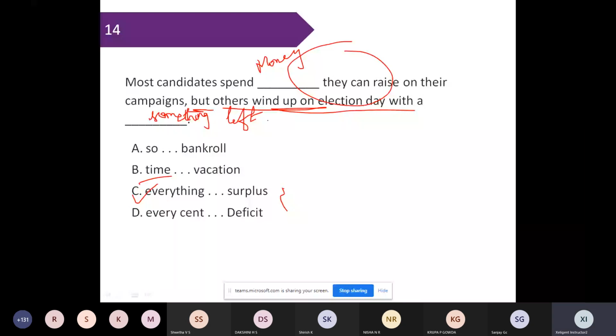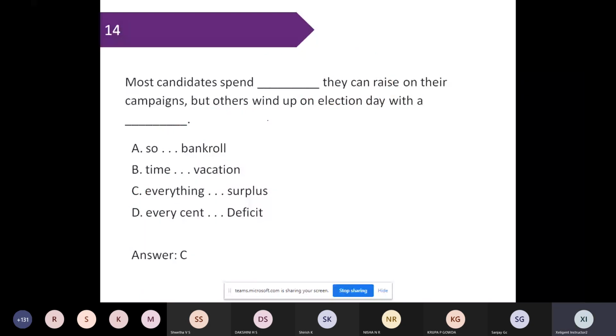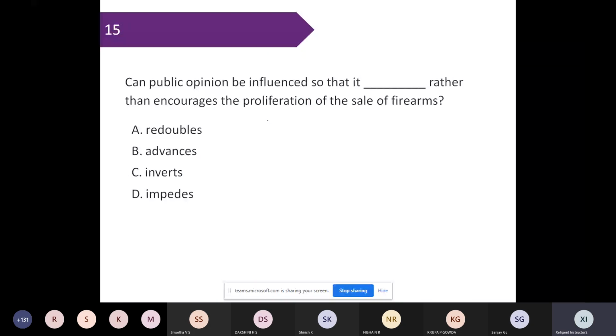Now moving on to question number 15. Can public opinion be influenced so that it blank rather than encourages the proliferation of the sale of firearms? So firearms is nothing but a gadget, that's firearm or gun. What is your guess word? Can public opinion be influenced? Rather is the keyword, so you need to find a negative word.